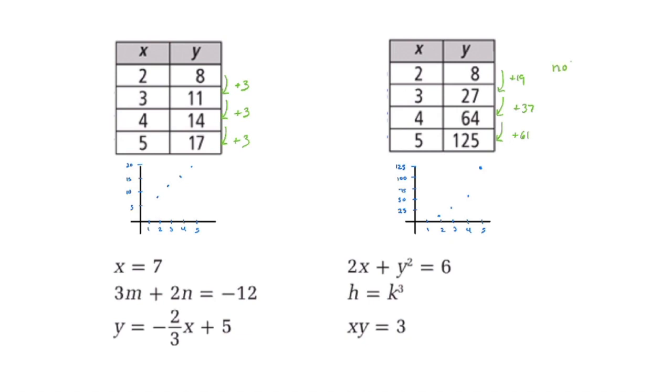This is not a constant rate of change. We're not increasing y by the same amount for every one increase in x. That's important. So as x is increasing by a steady amount, this is not increasing by the same amount. That means that this is not going to be a linear relation.